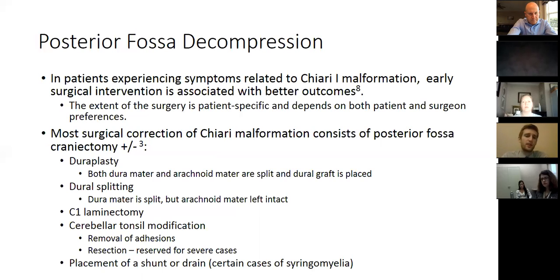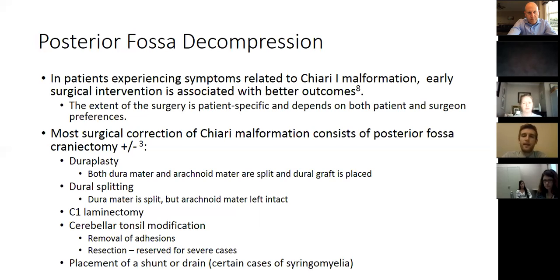And then the extent of the surgery is going to be patient specific. So that posterior fossa decompression is going to happen in almost every single patient that gets a surgical fix. I'll probably say every patient that gets a surgical fix will have that removal of the occipital bone. So they have that posterior fossa craniectomy.